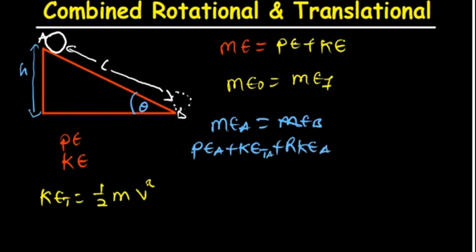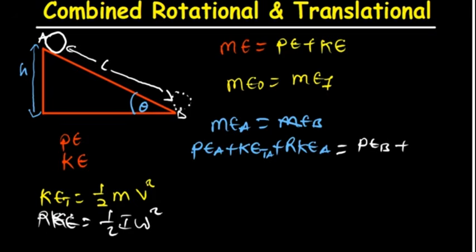Now, when an object is rotating while moving, we have two types of kinetic energy: translational kinetic energy and rotational kinetic energy. Rotational kinetic energy is given by half inertia times angular velocity squared. So this is going to be equal to the potential energy at point B plus translational energy at point B plus rotational kinetic energy at point B.